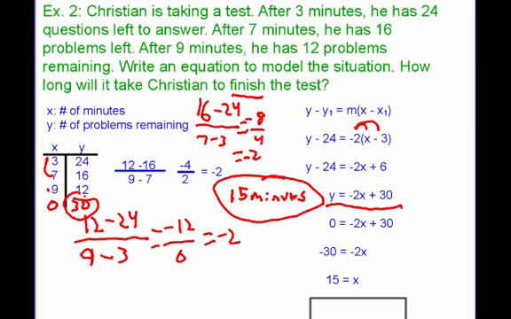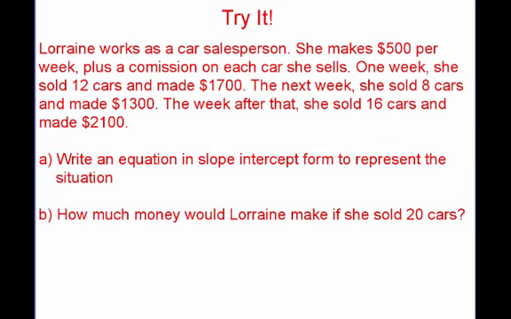All right, so now that we've done a few examples of this, here is your try it problem. It says Lorraine works as a car salesperson. She makes $500 per week, plus a commission on each car she sells. 1 week she sold 12 cars and made $1,700. The next week she sold 8 cars and made $1,300. The week after that she sold 16 cars and made $2,100.